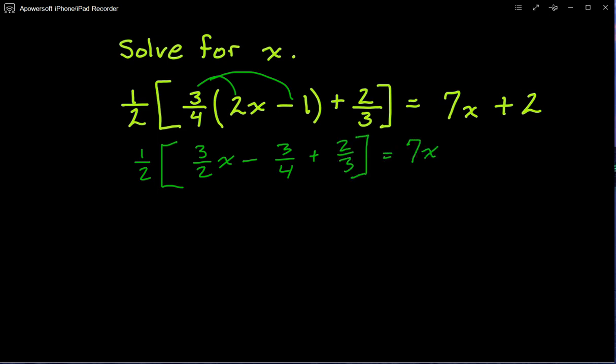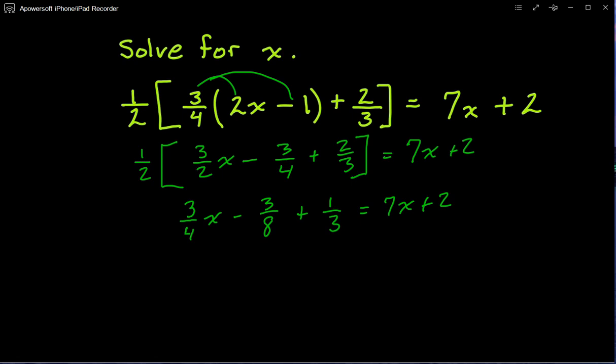So multiplying here, you're going to get 3/2 x minus 3/4. And then we've got a plus 2/3 equals 7x plus 2. Now we want to distribute this 1/2. And so we're going to multiply it by each one of these. All right, so distributing here is going to give us 3/4 x minus 3/8 plus, and then the 2's will cancel on this next fraction, leaving us with 1/3. Then we have 7x plus 2.